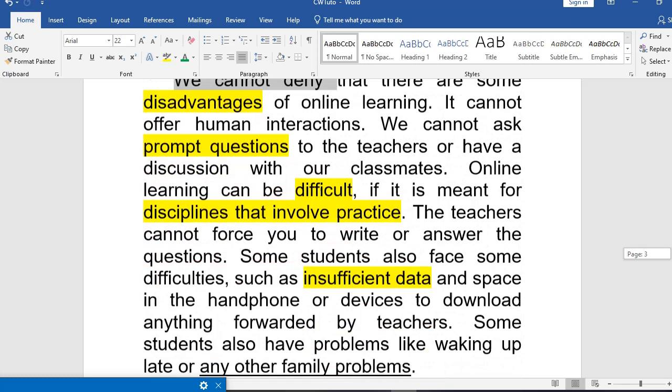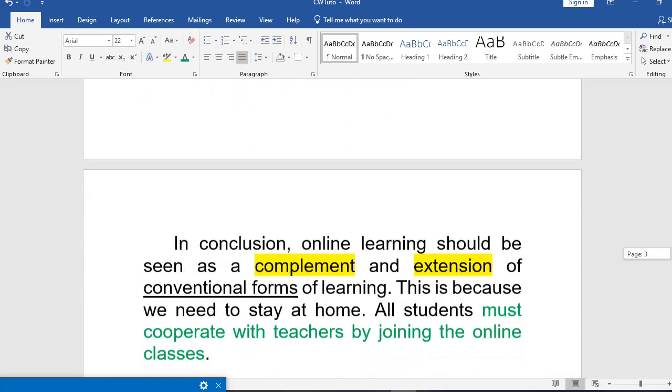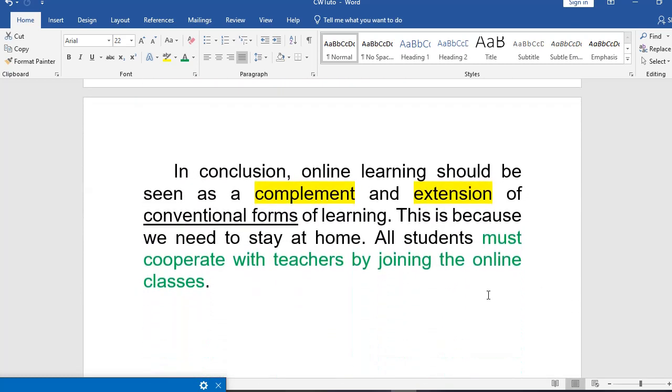Okay, the last paragraph will be the conclusion. In conclusion, online learning should be seen as a complement and extension of conventional forms of learning. This is because we need to stay at home. All students must cooperate with teachers by joining the online classes.